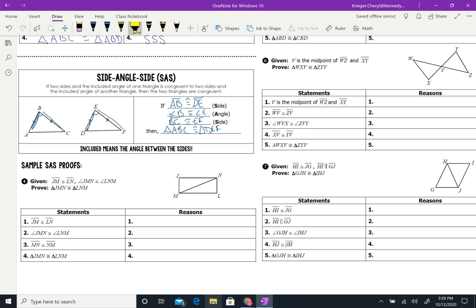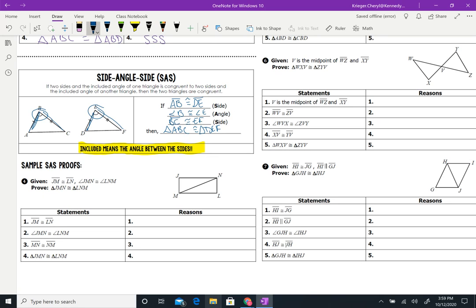And this is important. Included means the angle between the sides. We have another way of proving using angles. So make sure that if you're using side angle side, it's the one where the angle is right in between the two sides. So you wouldn't choose A or C or D or F. It has to be B and E. Okay, so some side angle side proofs.